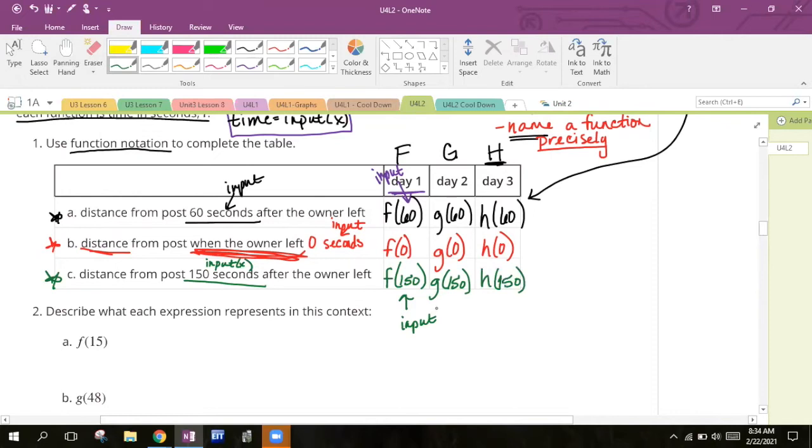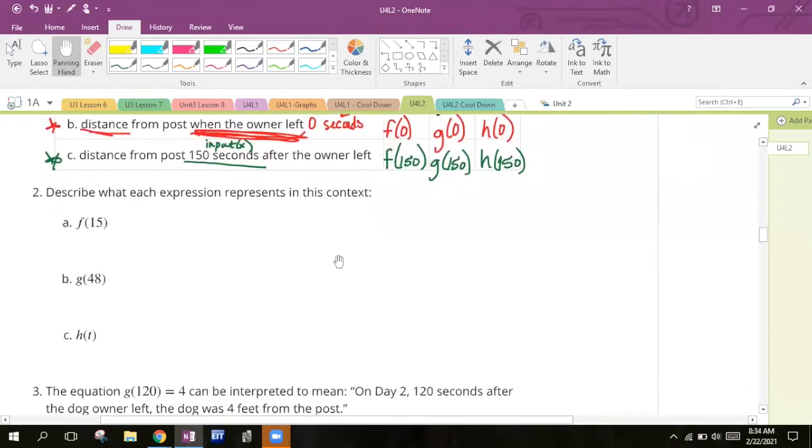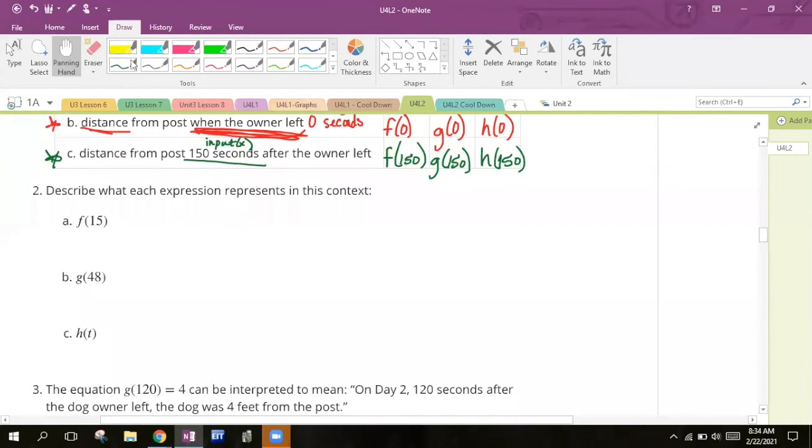Good. Okay, so that is just us practicing the basic understanding of writing function notation. Now that we have this written, we could easily answer those questions. But we'll get there in just a second. Now it wants us to describe what each one of these notations is going to tell us, in context.